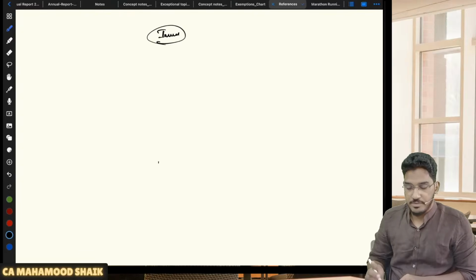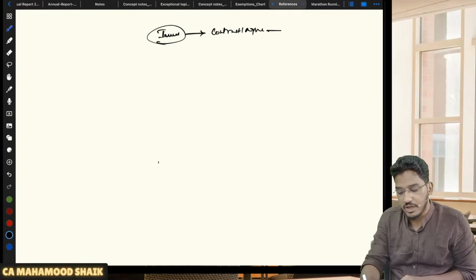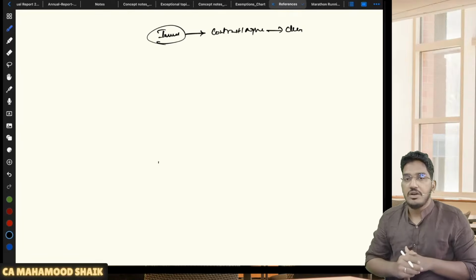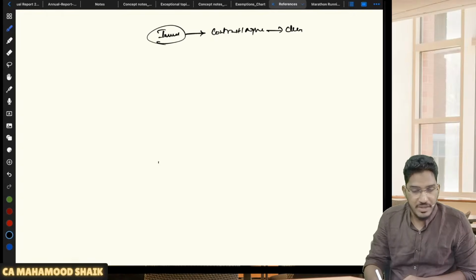So how to do the bifurcation? If the immobile property is located in more than one state, first you have to check the contract or agreement. Whatever they have told you in the contract or agreement, if there is a clear bifurcation for each state, follow that. In case the contract or agreement is silent on the bifurcation, then how do you apportion? There could be different cases.